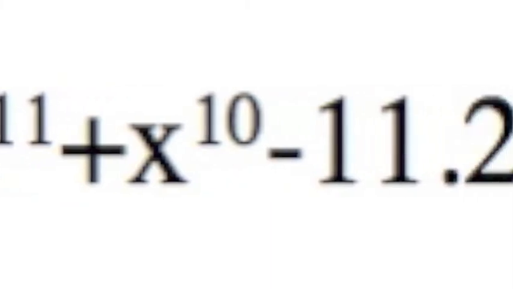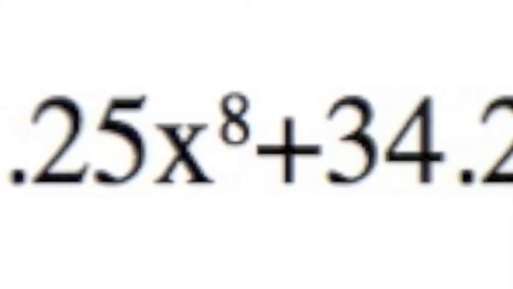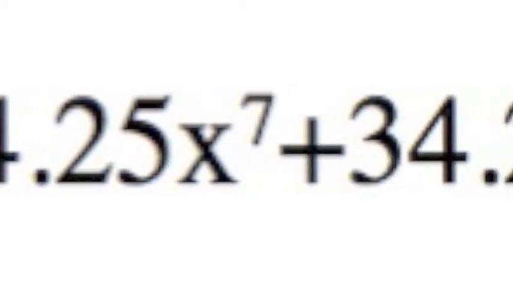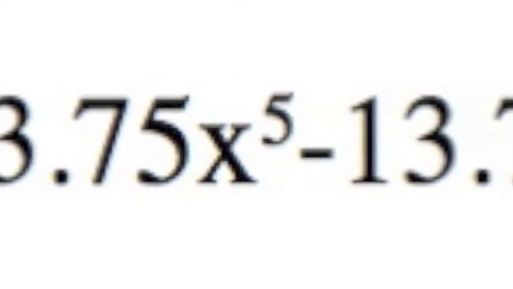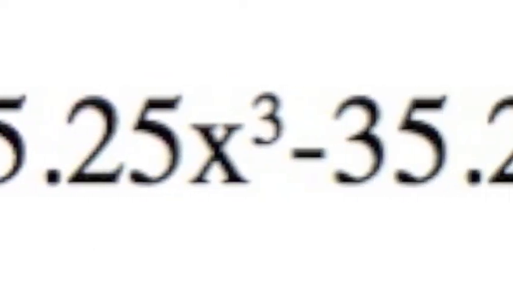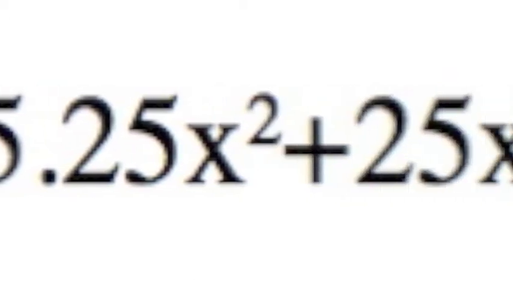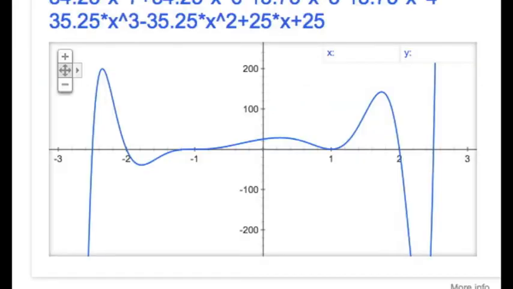x to the 11th plus x to the 10th minus 11.25 x to the 9th minus 11.25 x to the 8th plus 34.25 x to the 7th plus 34.25 x to the 6th minus 13.75 x to the 5th minus 13.75 x to the 4th minus 35.25 x to the 3rd minus 35.25 x to the 2nd plus 25x plus 25. Here's an accurate representation of our graph.